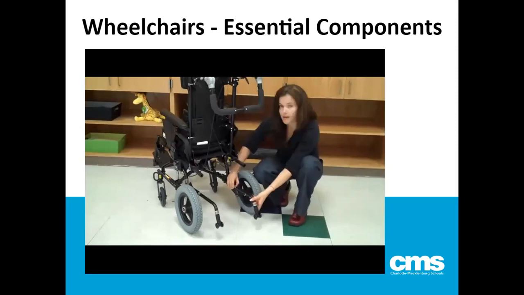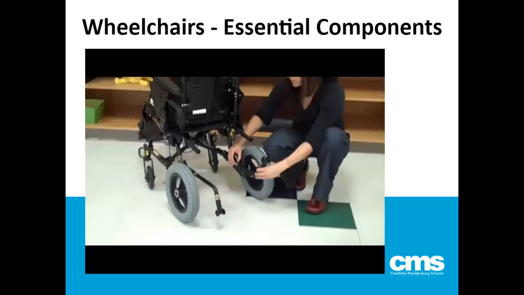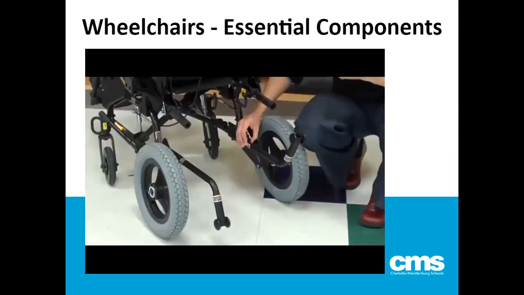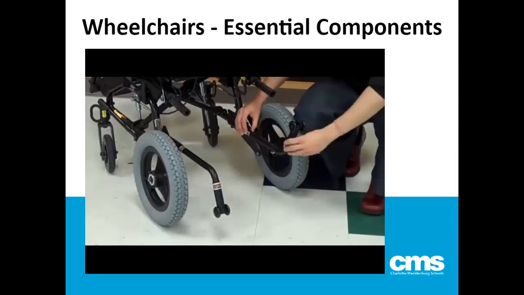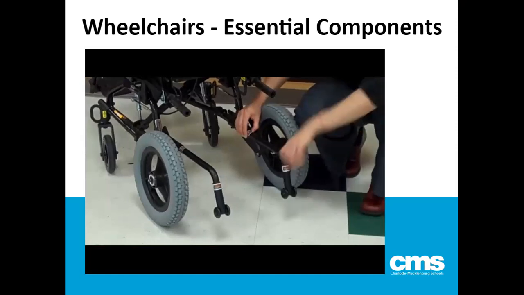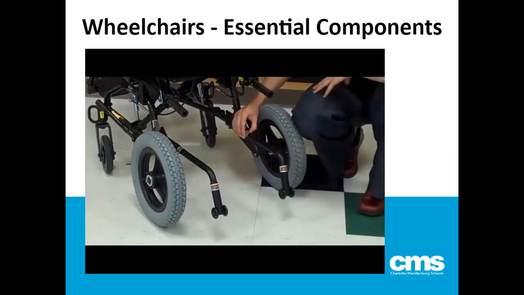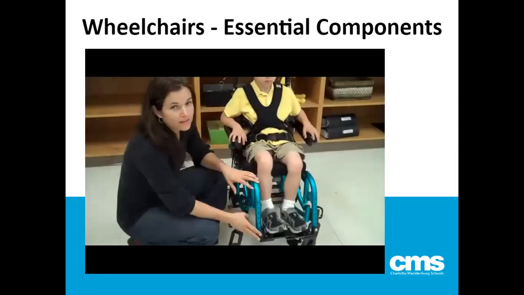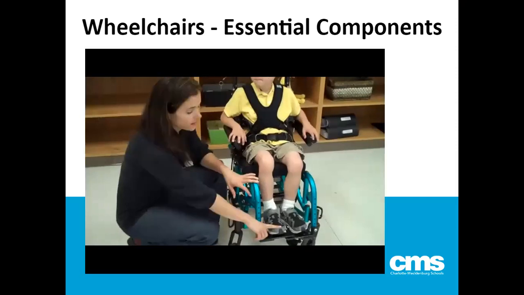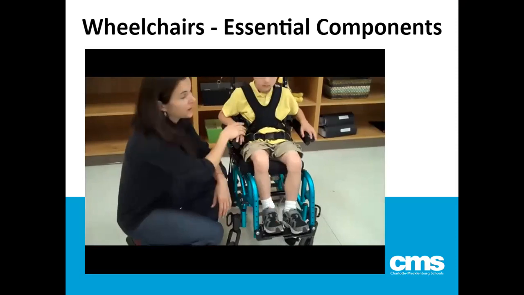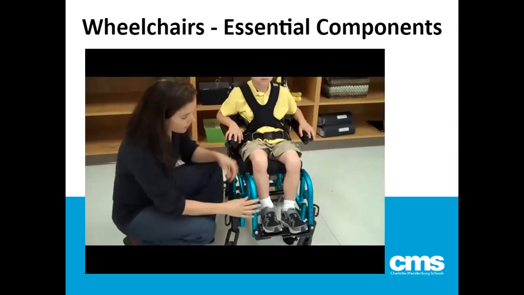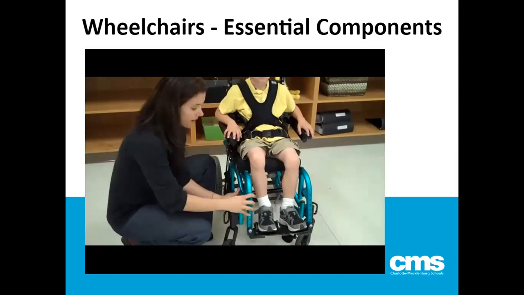Sometimes, at home, the parents will have the anti-tippers flipped up to help with mobility on uneven surfaces, like grass or going up and down curbs. However, when the child is at school, always make sure that the anti-tippers are flipped down. These are the footrests. The footrests give the student some support at their feet. This in turn will help with positioning at their hips and their body. The footrest can be flipped out of the way to help with transfers.